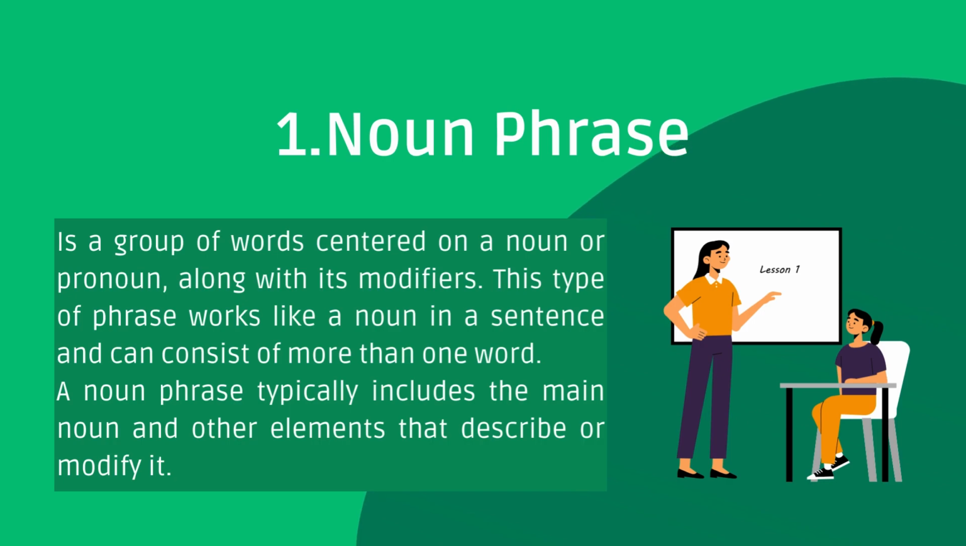As the first topic, we have the noun phrase. The noun phrase is a group of words centered on a noun or pronoun, along with its modifiers. This type of phrase works like a noun in a sentence and can consist of more than one word. A noun phrase typically includes the main noun and other elements that describe or modify it.